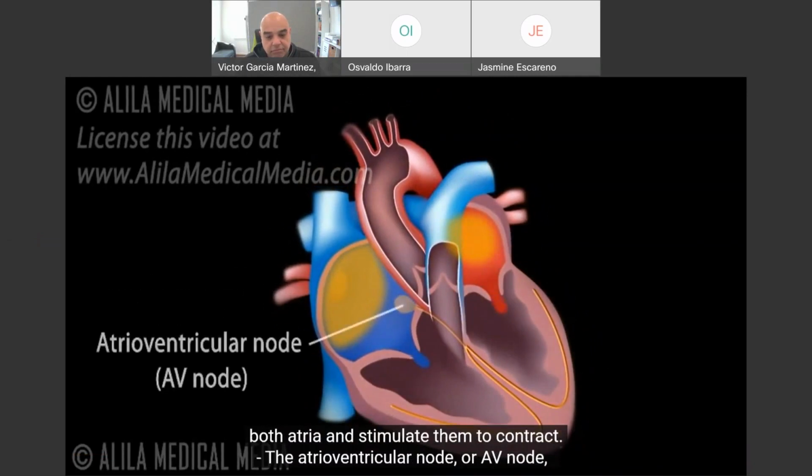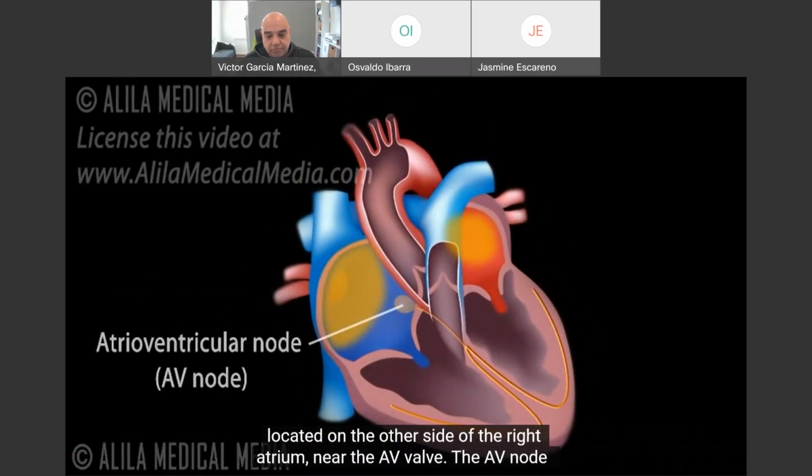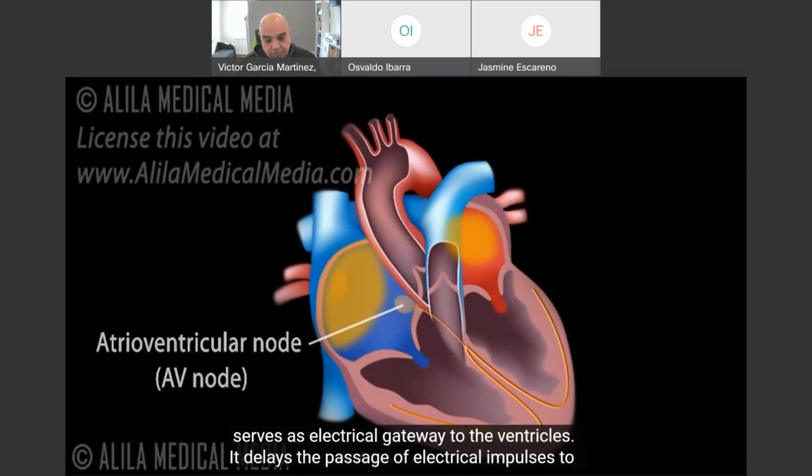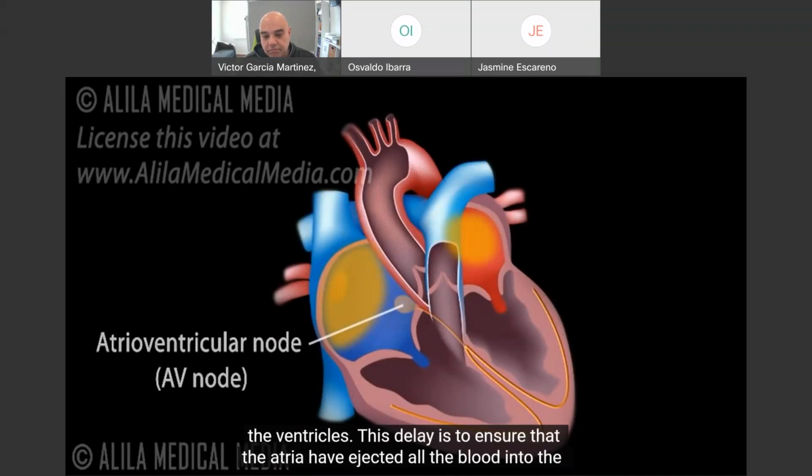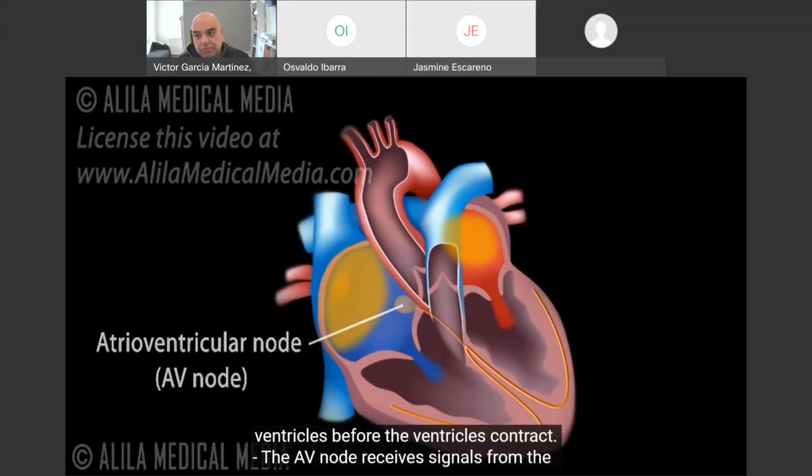The Atrioventricular Node, or AV node, is located on the other side of the right atrium, near the AV valve. The AV node serves as the electrical gateway to the ventricles. It delays the passage of electrical impulses to the ventricles. This delay is to ensure that the atria have ejected all the blood into the ventricles before the ventricles contract.